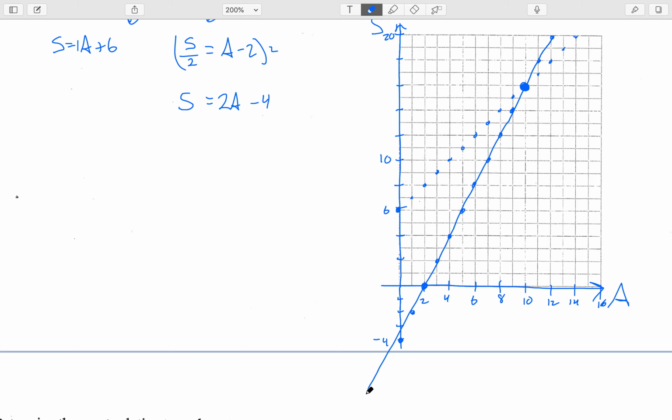Now, this line shouldn't really go on, should it? No, it shouldn't. This line should really just go to here and stop. Same thing. This line should not go on forever. It should go on to there and stop. Okay, so what is this? This is the point 10, and the y value is 16.